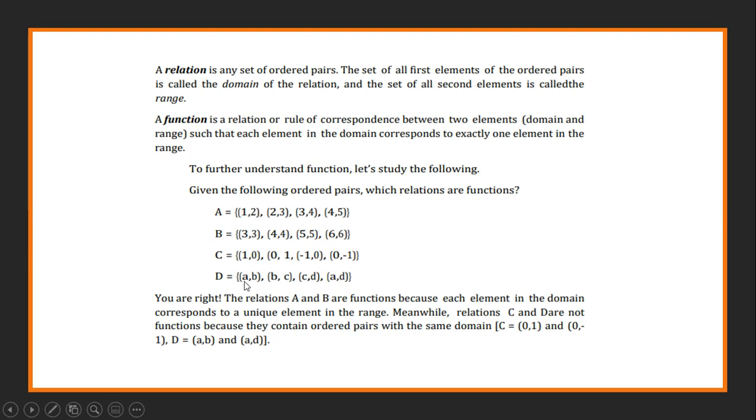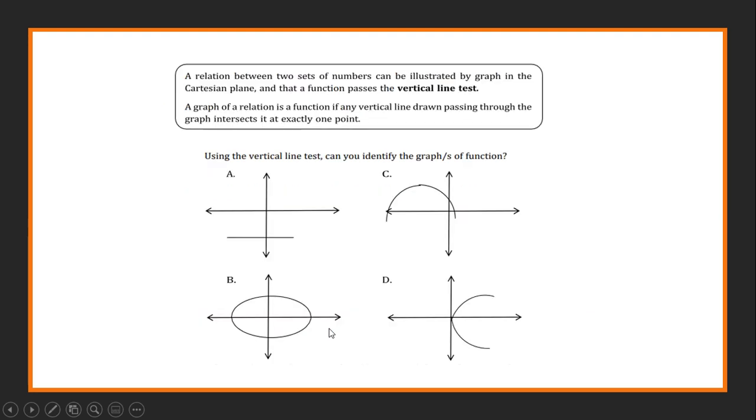So yung C and D are simply relations. So these are not functions. Bakit kamo? As you can see dito sa second ordered pair, dito sa set, which is (0, 1) and (0, -1), parehong 0 yung X. So nag-repeat pareho siya. Same with letter D, which is A and A here, so pareho. So it's not a function. It's just simply a relation.